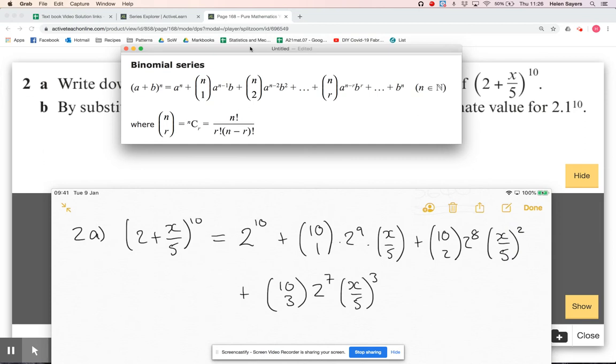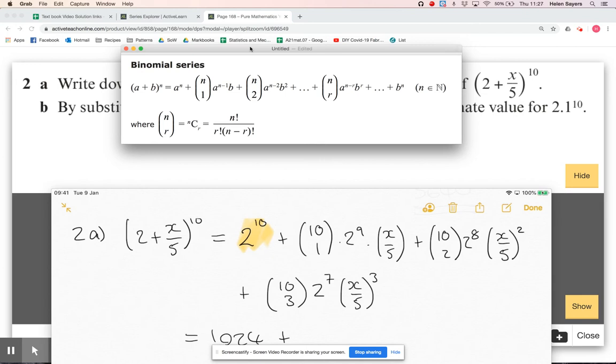So let's then simplify that, because I think this is probably the point where mistakes start to creep in. So let's go through them term by term. So 2 to the power of 10, well, that's easy enough, isn't it? That's just going straight into my calculator. So that's 1024. So then it's 10 choose 1, which is just 10 times 2 to the power of 9.